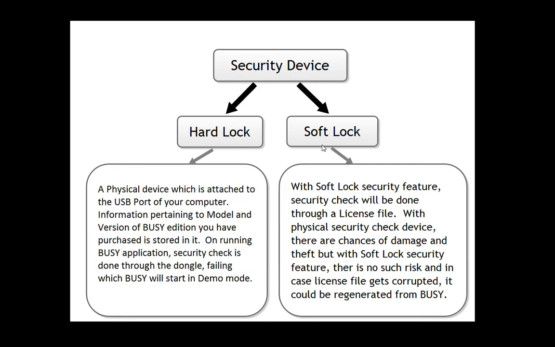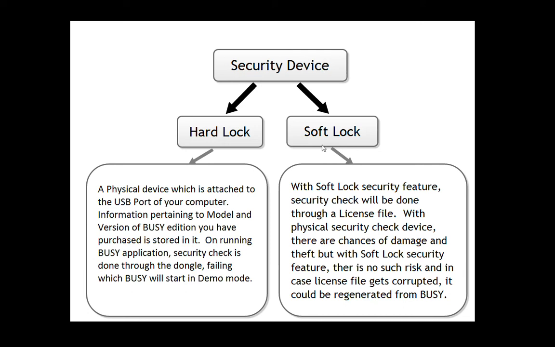Security devices in Busy are of two types, basically hard lock and soft lock. Hard lock is a physical device which is attached to the USB port of your computer and contains information pertaining to model, version of Busy, edition you have purchased. In soft lock security feature, security check is done through a license file. With physical security check device, there are chances of damage and theft, but with soft lock security feature, there is no such risk and it contains complete information of version, model, edition of Busy you have purchased.